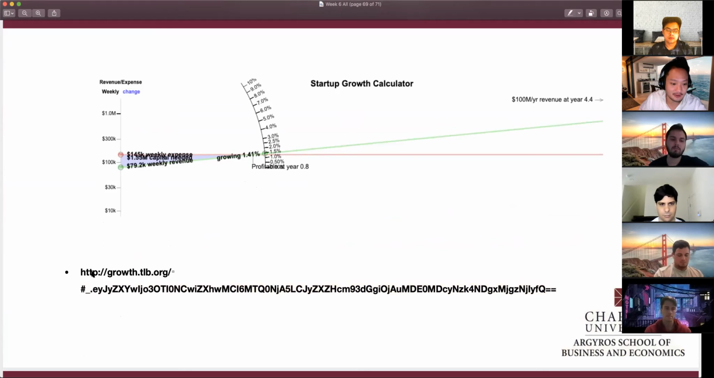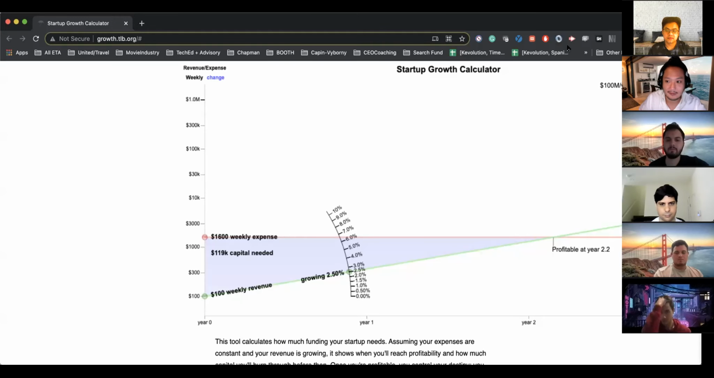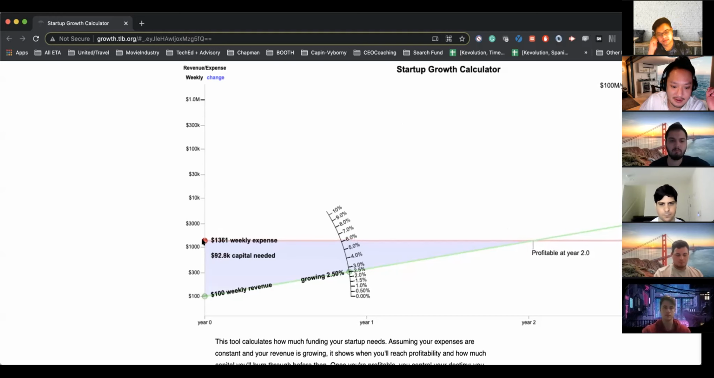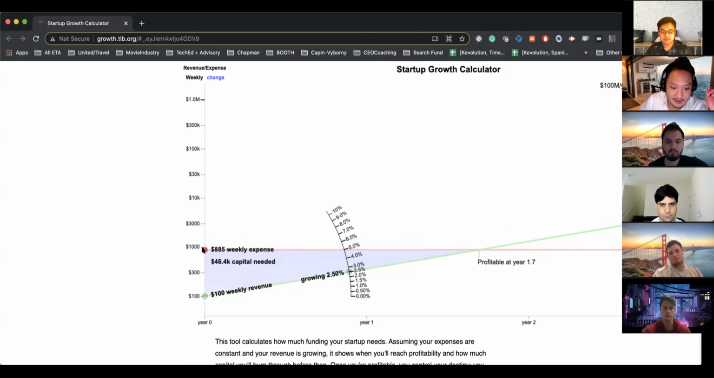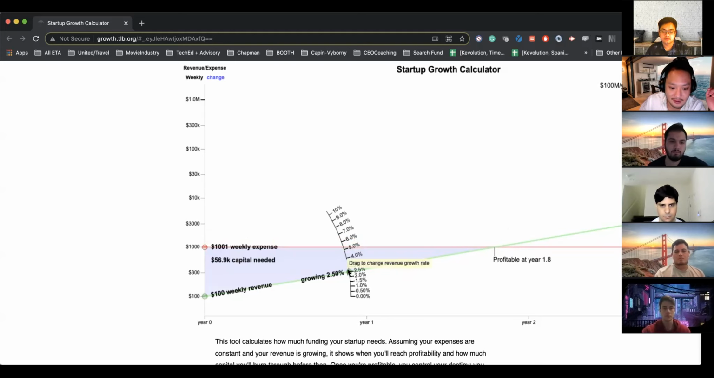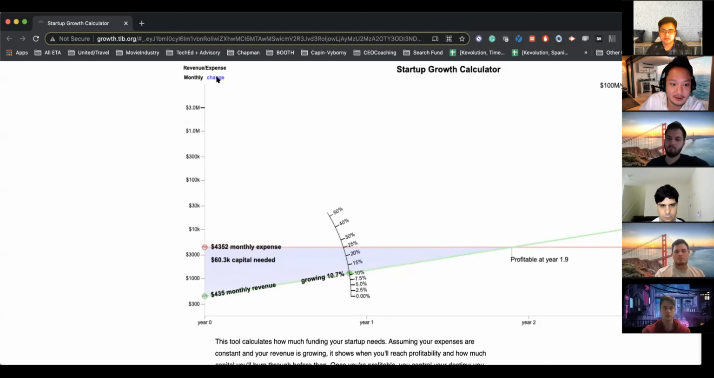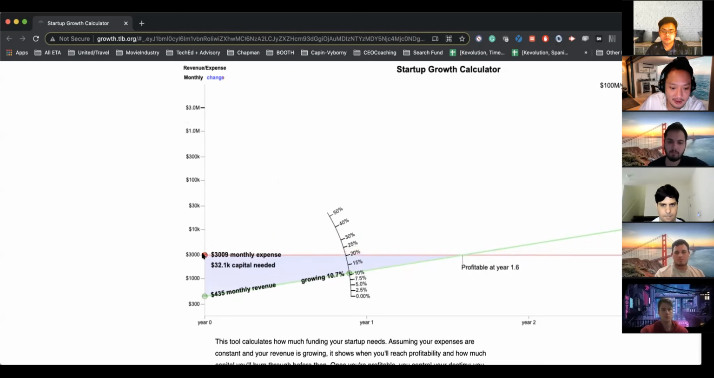Did anyone get a chance to check out this site? Okay. So let's, for example, talk about Lai's business, right, that is spending about $1,000 a month, roughly. The only thing I don't like is this is weekly. Can I change this to monthly? Oh, yes. All right, let's change it to monthly. So Lai is spending about 3,000 a month, right?